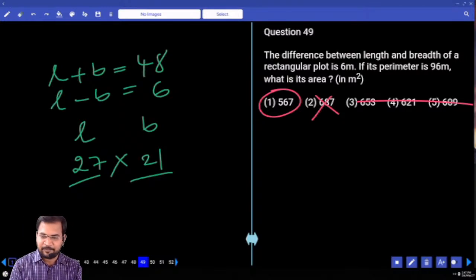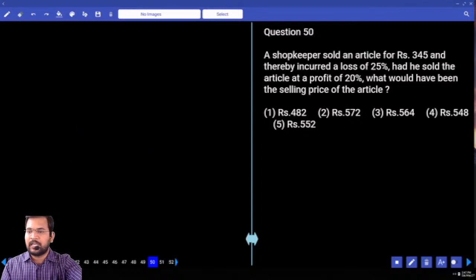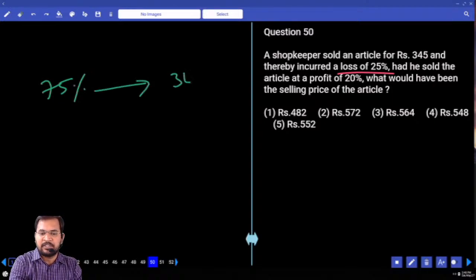Next question. A shopkeeper sold an article at 345 and thereby incurred a loss of 25%. Had he sold the article at 20% profit, what would be the selling price of the article? Now, initially, loss of 25% is nothing but you are selling at 75%. 75% value is nothing but how much?